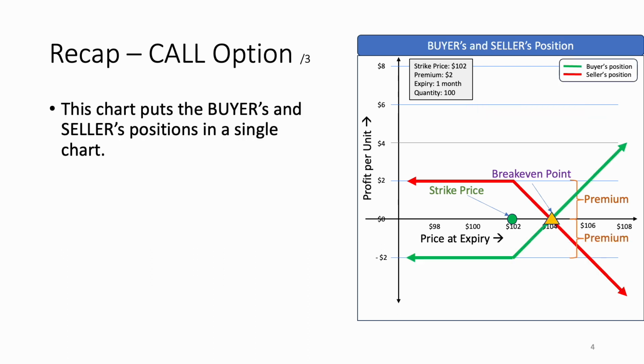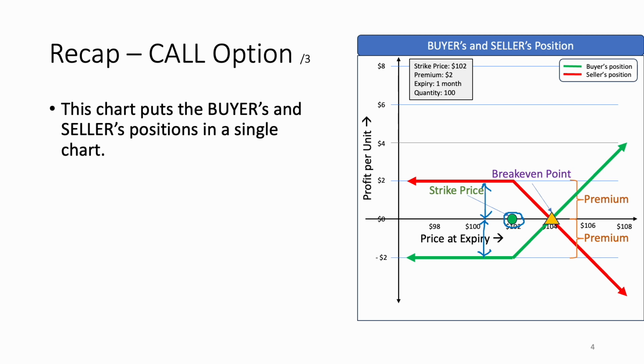So here we have put both the buyer and the seller story in one single chart. So here you see that this is the strike price at which the contract was made, and this was the premium agreed. This is the premium agreed. So this is the same, and it has to have expiry and a quantity. The quantity, as we know, is always in some lots.